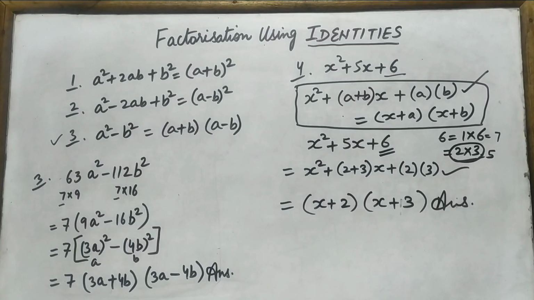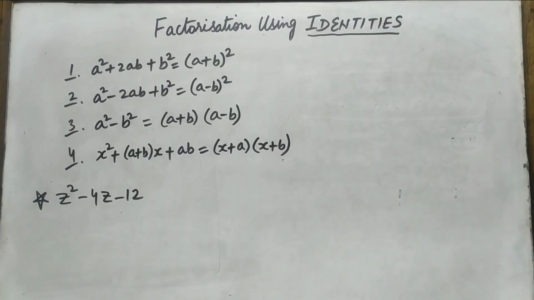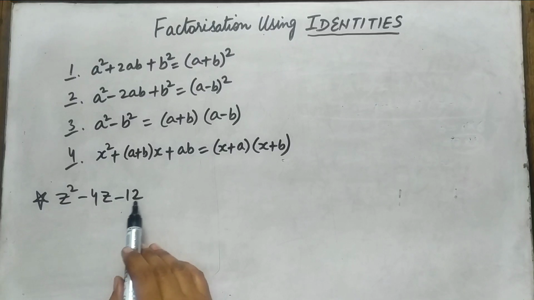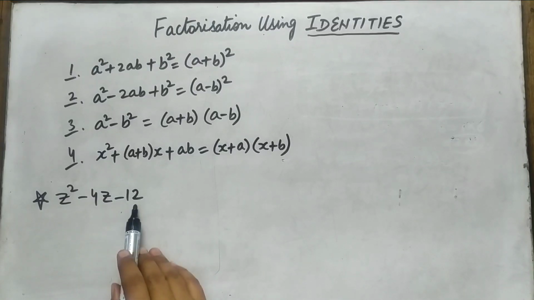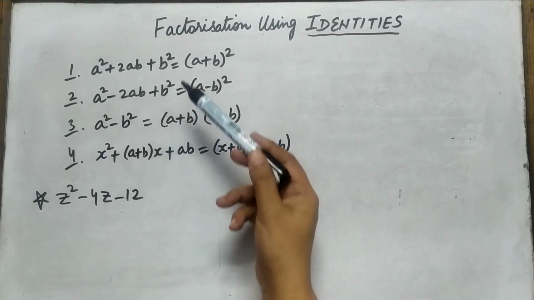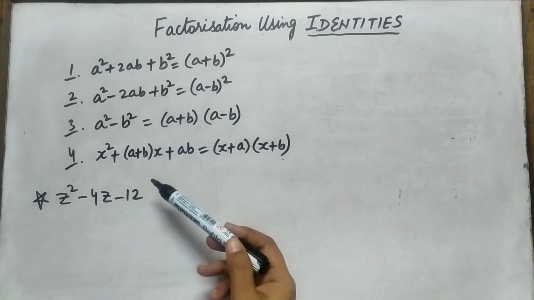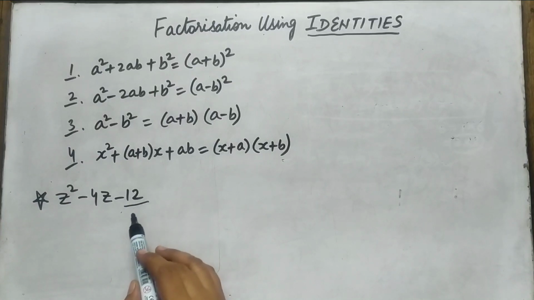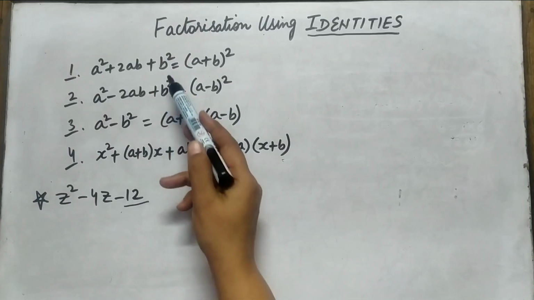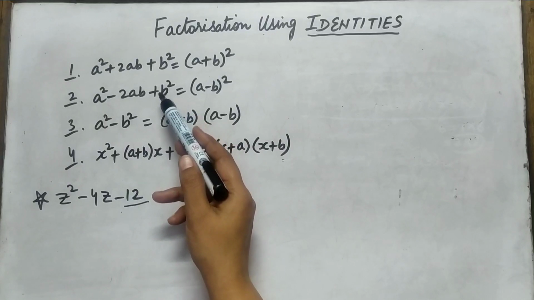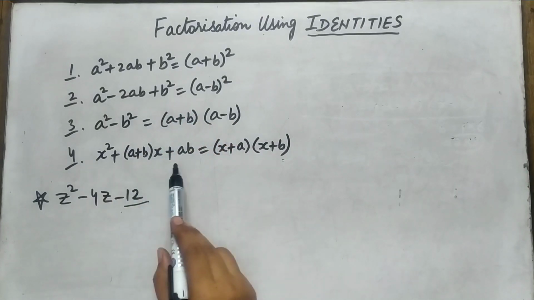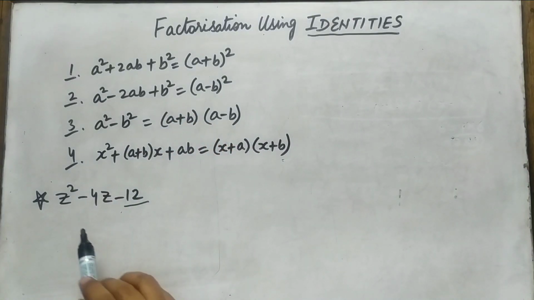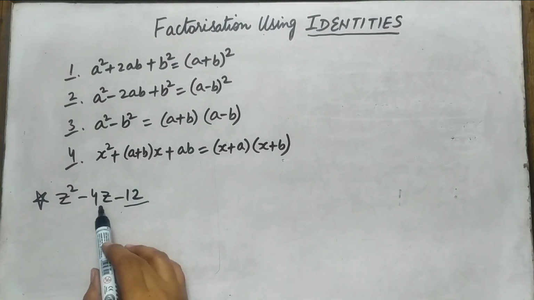Let us see one more example of this kind. The question is z square minus 4z minus 12. First of all, it is having three terms. The formula can be first, second or fourth. But because it does not have a square term as the constant, the first and second formulas are rejected and the fourth is applicable. Now we have to apply this formula over here.